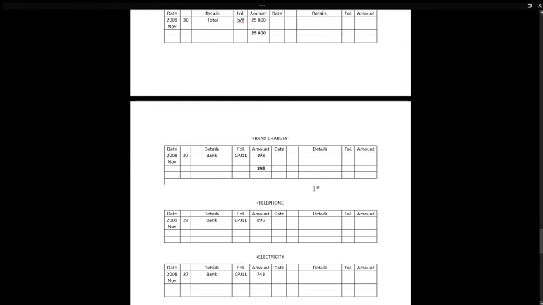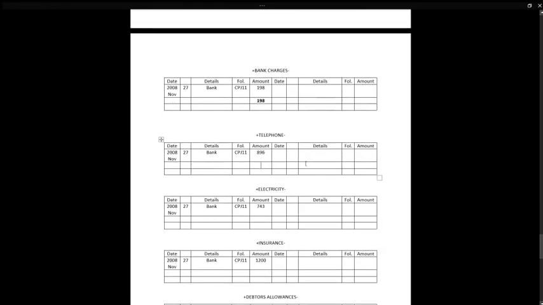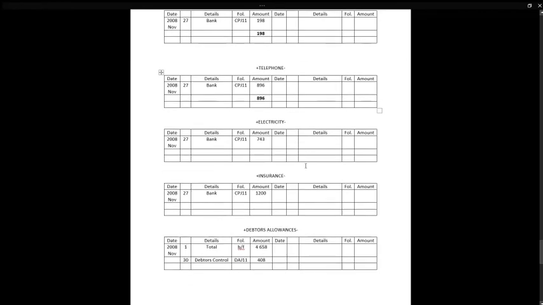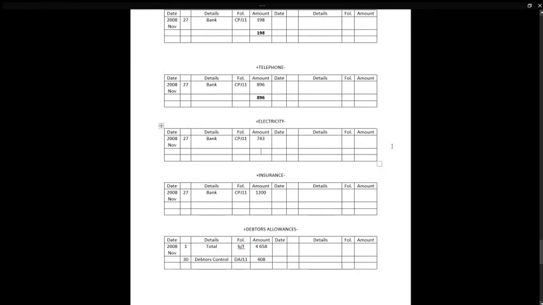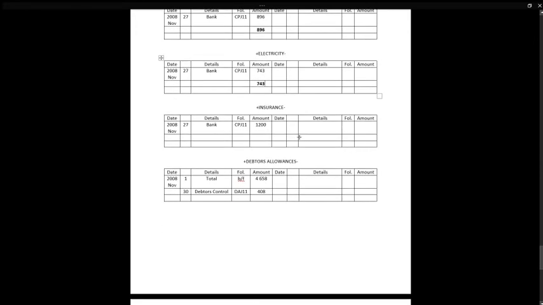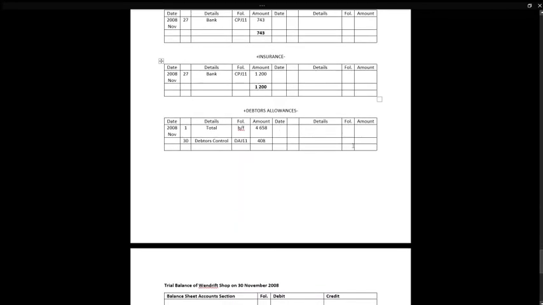There you are done. Telephone, one side is empty. I'm allowed to only total. Therefore, I am done. Electricity, one side is empty. I'm allowed to only total. 43,743. I am done. Insurance, one side is empty. Let's just total my debit side, 1,200, and I am done. Debtors allowance, one side is empty. I'm allowed to only total, so let's only total 5,066 rand.